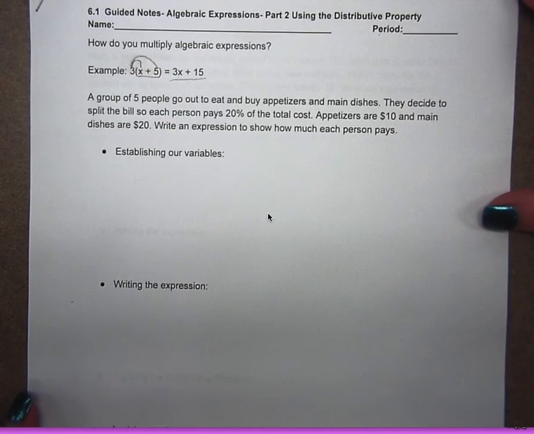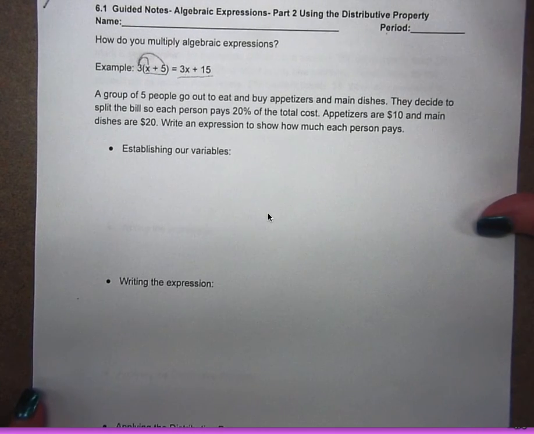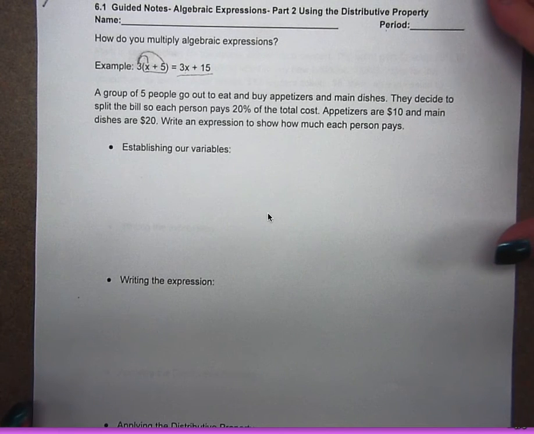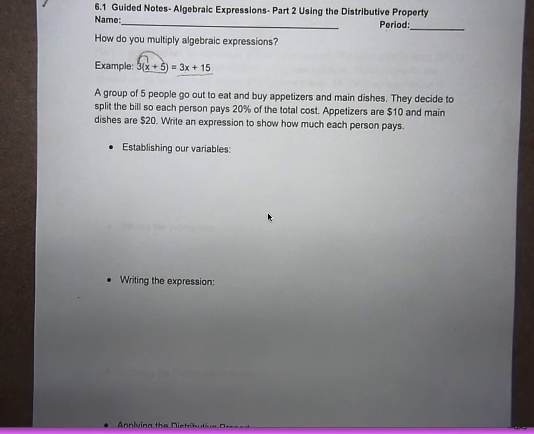For our first question, we are going to work on how do we write an expression with the distributive property. A group of 5 people go out to eat and buy appetizers and main dishes. They decide to split the bill so each person pays 20% of the total cost. Appetizers are $10 and main dishes are $20. Write an expression to show how much each person pays.